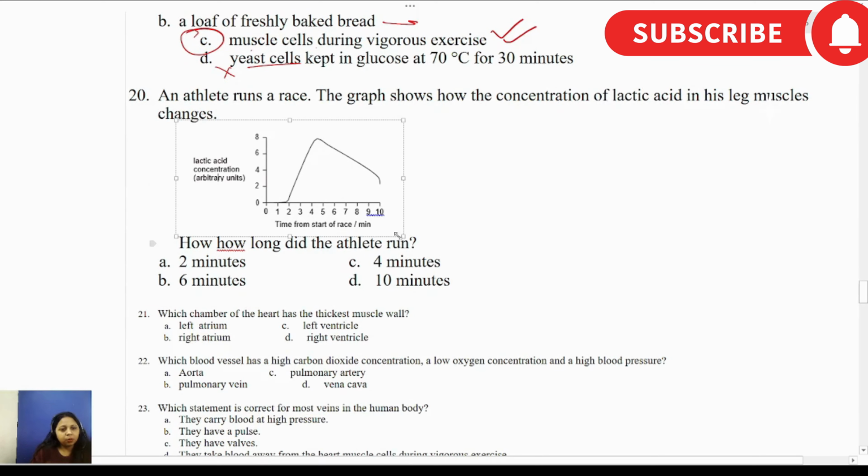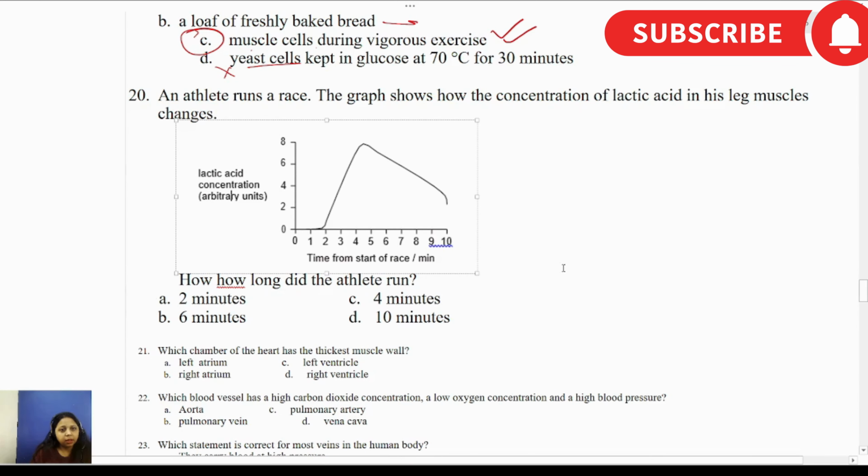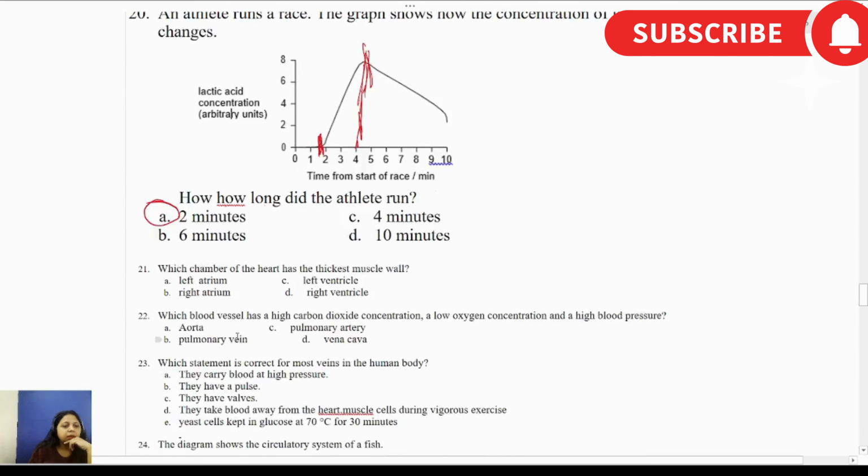Okay, now this one is a question which we actually did in class, but still people get it wrong. An athlete runs a race. The graph is given like this. Now they have asked how long did the athlete run. It means the time from where it started to the time where it finished. So almost how many minutes are there? There are only 2 minutes for which it runs. Then the lactic acid level drops back to normal. Okay. Next one.